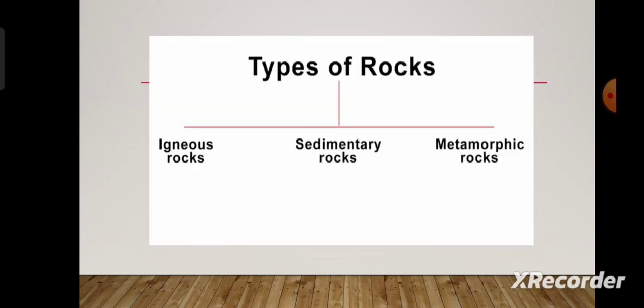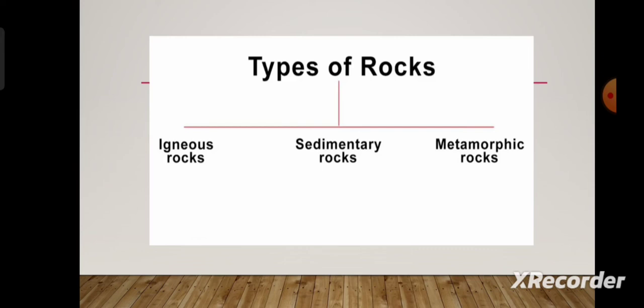The rocks are divided into three major types: igneous, sedimentary, and metamorphic. As I told, igneous rocks are formed from molten magma. When the molten magma cools down into a solid form, it forms igneous rock. And these igneous rocks are of two types, intrusive and extrusive. Intrusive means it forms inside the earth's surface, and extrusive means the rocks which are formed outside the earth's surface.